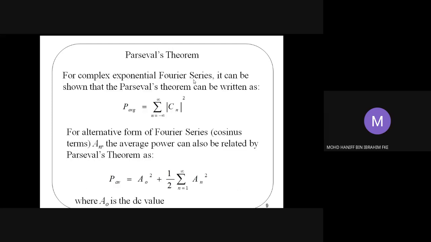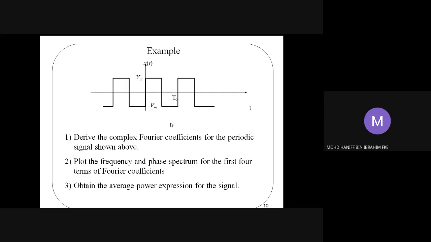For the first case, in order to derive the complex Fourier coefficients, you have to go back to the Fourier coefficients table that we learned in the previous lecture, table B3. You have to choose from the list which signal is similar to the given signal in this slide, and then from that signal extract the information of the Cn terms. That's the first thing to be done.